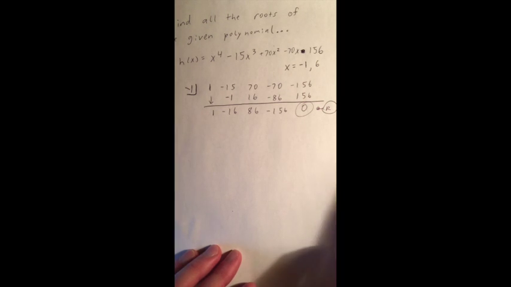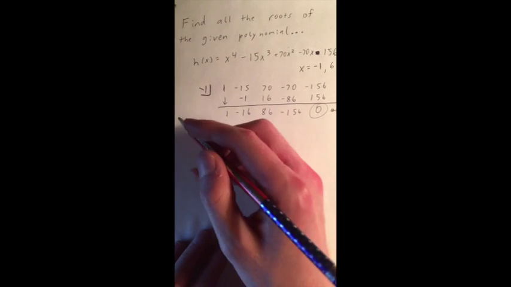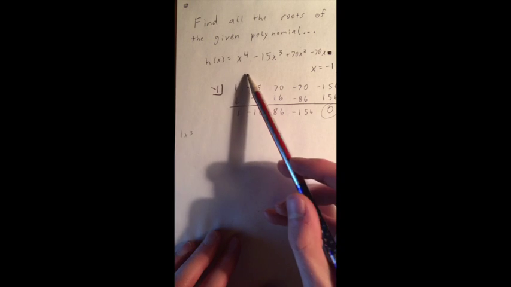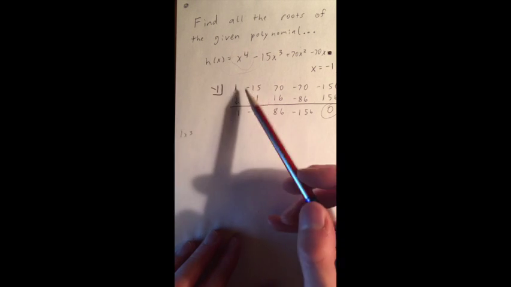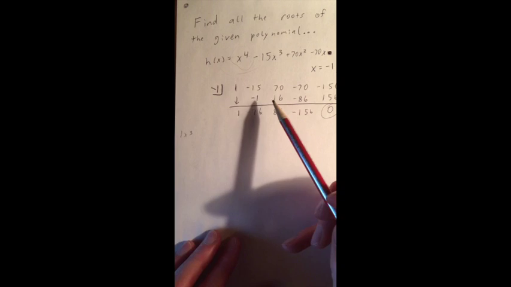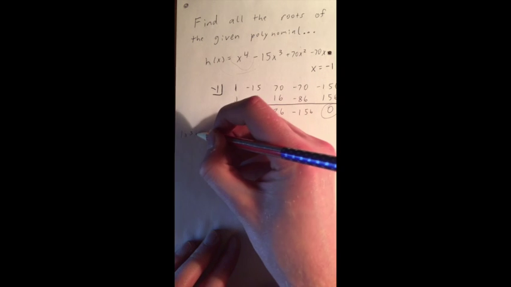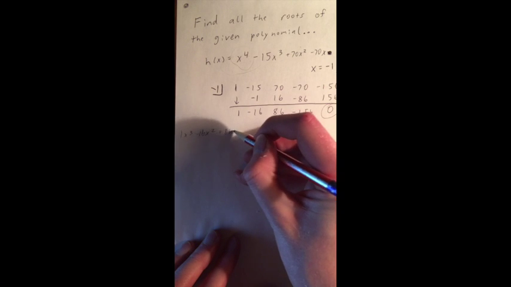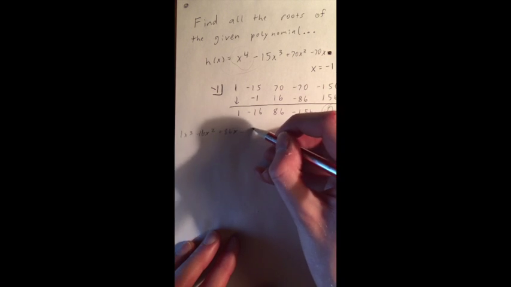Now, if I rewrote my equation, I'll just write it off to the side in pencil so you can see what this would be. You don't have to do this part, but I want to show you. It would be 1x to the third, because remember, our highest power is x to the fourth, and whenever we do synthetic division, our answer will be 1 step down from there. So x to the third minus 16x squared plus 86x minus 156.